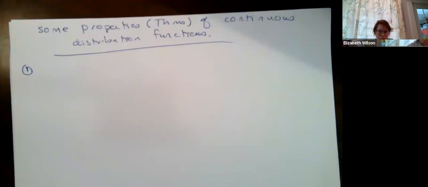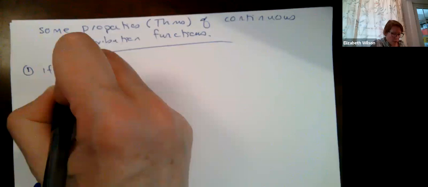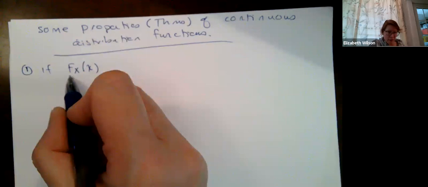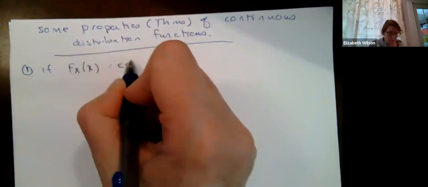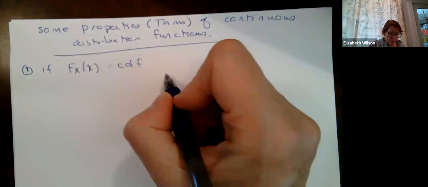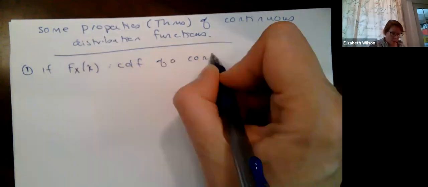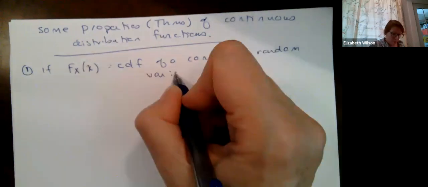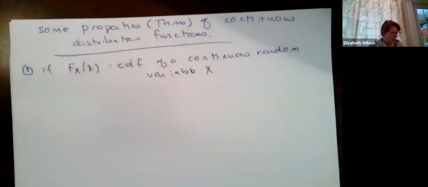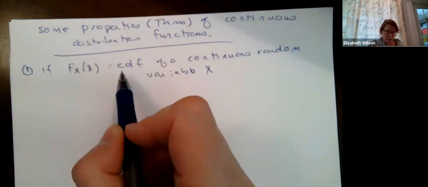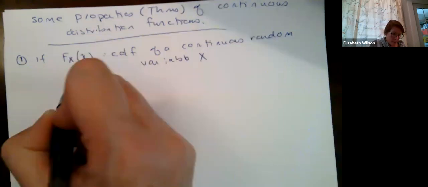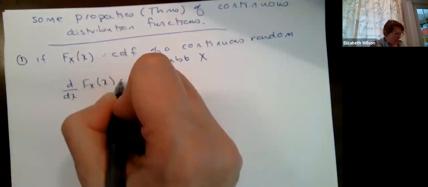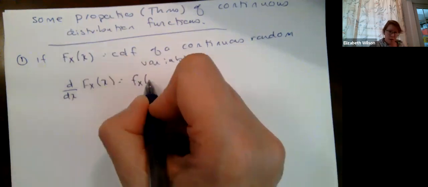So we'll say this big F, typically representing our cumulative distribution function, our CDF, of a continuous random variable X. So if this big F of x is our continuous distribution function, then if I take the derivative with respect to x of our CDF, I'm going to get my PDF.